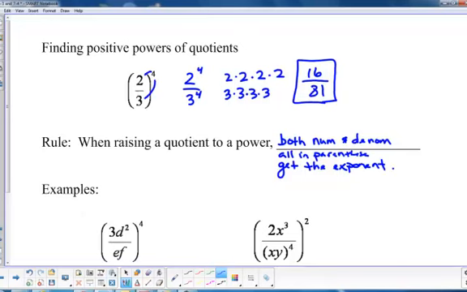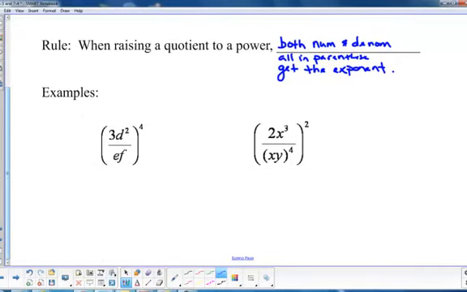Hopefully that makes sense. So, this 4 is going to every single thing. So this is really 3 to the 4, d squared to the 4, e to the 4, f to the 4.